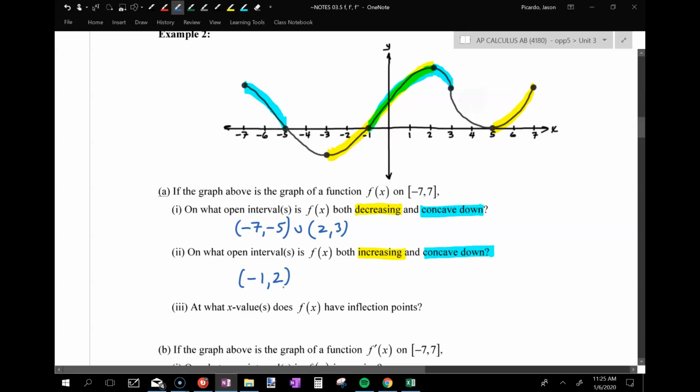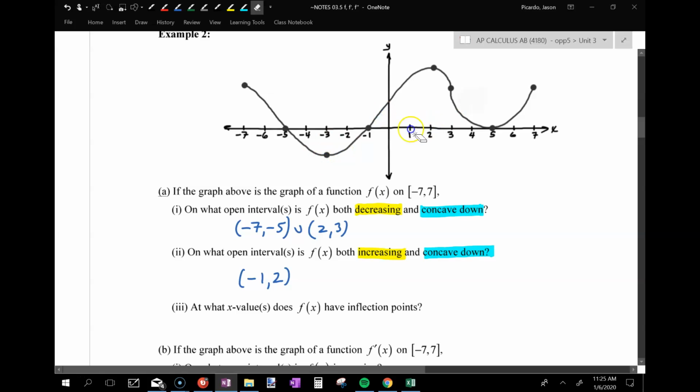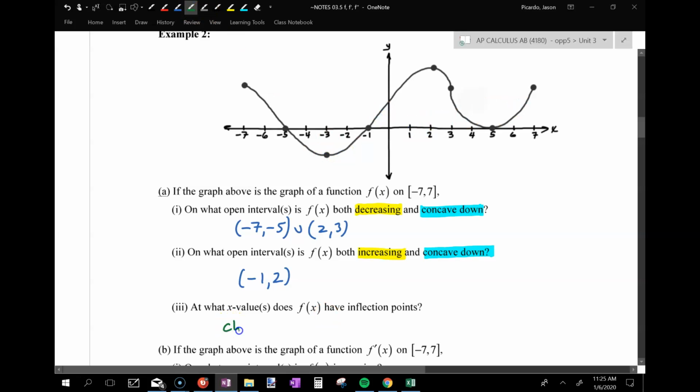Where do I have inflection points? Well, I have an inflection point where I change from concave up to concave down, or vice versa, right? Where I have a change in concavity. So what am I going to do?